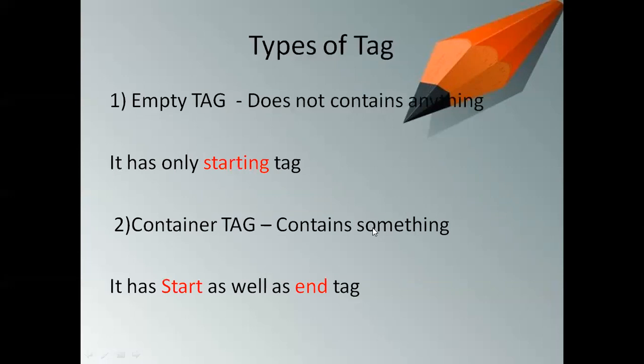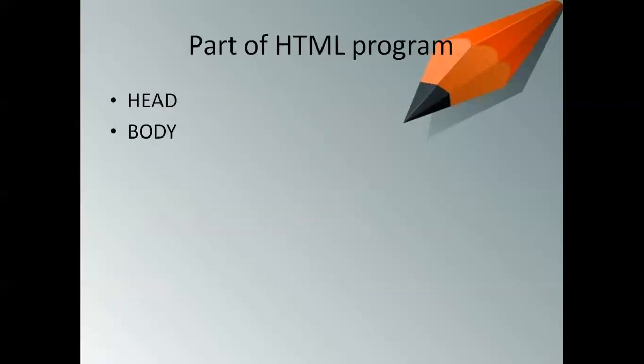And here we have another container tag. Container contains something. It has start as well as end. So slowly and gradually we will understand what is empty tag and container tag when we do the practical. Right now you keep it in mind, two types of tag: empty tag and container tag.